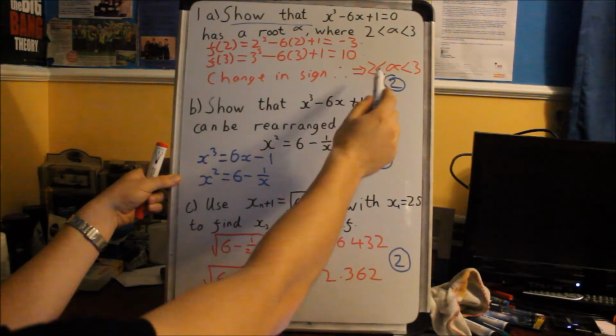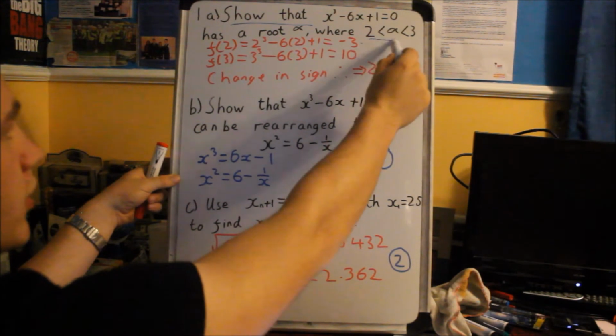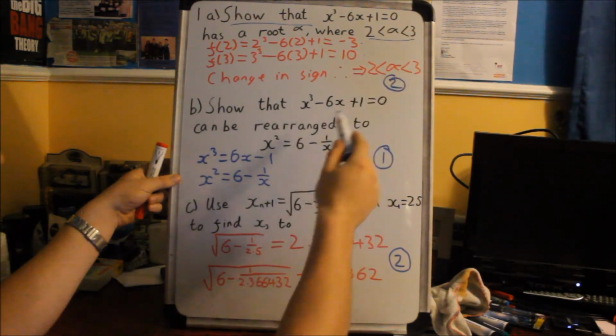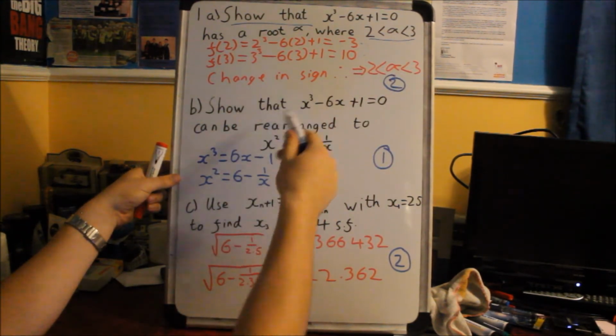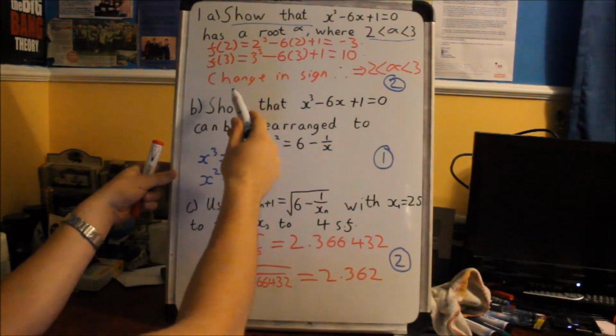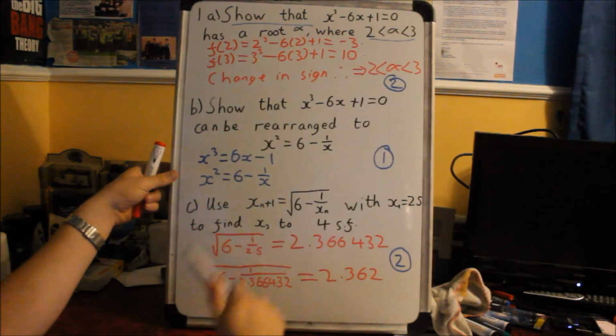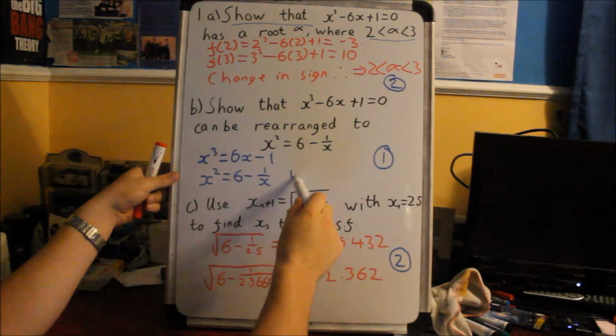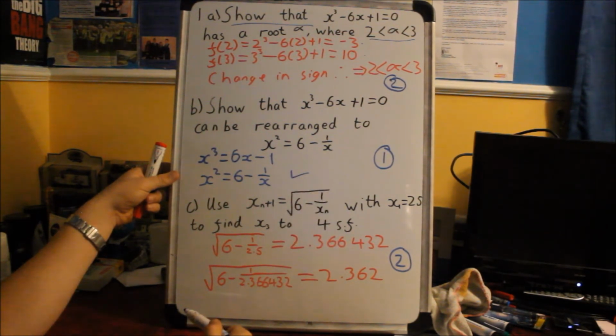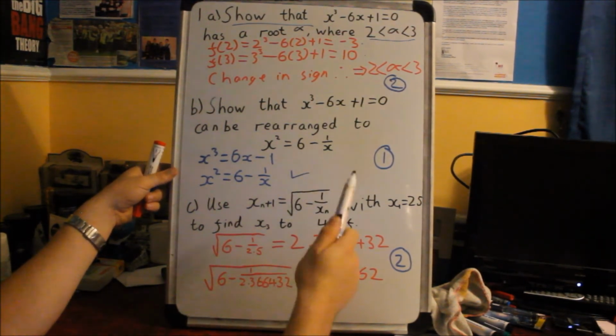So therefore, or this implies what you're trying to show. If you just write change in sign, that doesn't get you the second mark. You have to say change in sign, therefore, or this implies. I think the report said everyone was fine with this. That one's not a problem. That's a 1 marker.